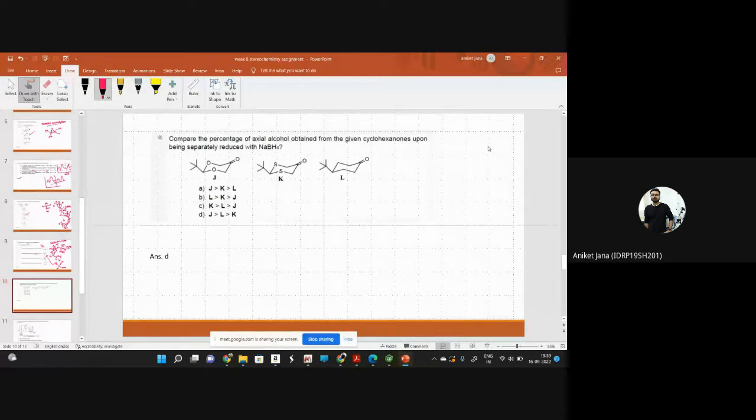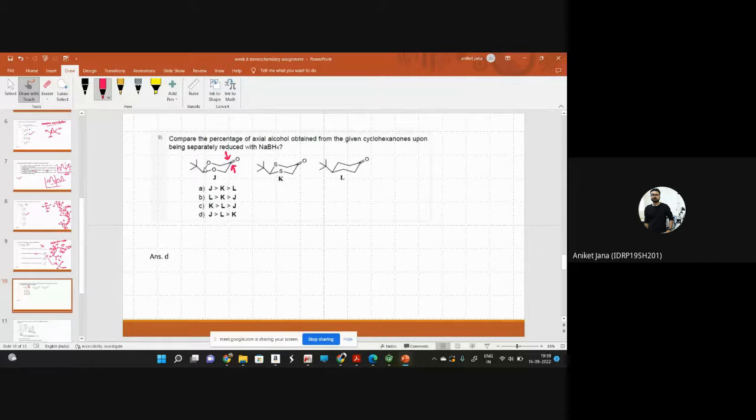This is also an example of the Cieplak effect, right? So here there are two possibilities. The attack may be from the axial side, then the equatorial alcohol will be formed, and otherwise the attack may be from the equatorial side, then the axial alcohol will be formed.